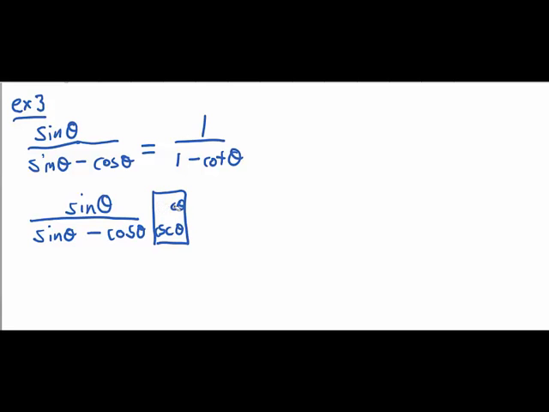So let's erase this idea first. There we go, get rid of that and that and that. And let's show, instead of multiplying by cosecant, we're going to multiply the top and bottom by 1 over sine, which is the same thing as multiplying by cosecant.